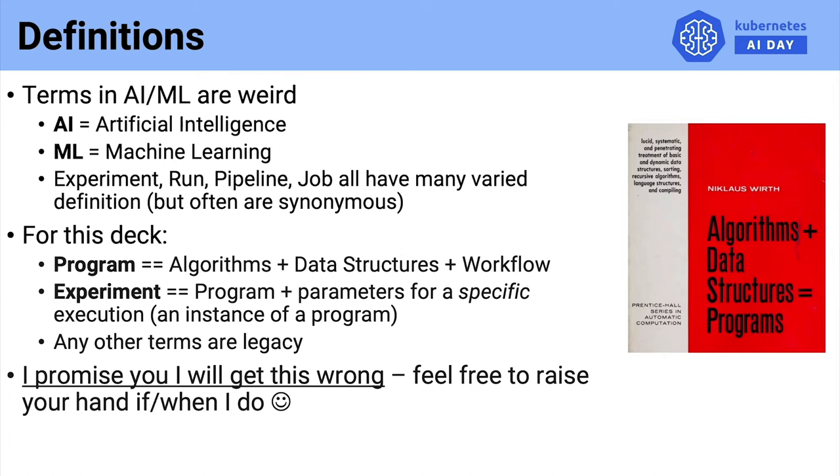So when I first got started in looking at this problem, I realized one of the biggest problems we have is around vocabulary. What you see here is some basics that I just want to cover for this talk. When I refer to a program, that refers to everything, the data plus the algorithms plus the workflow, and when I refer to an experiment, that's a specific instantiation of a given program. Now, I'm going to get this wrong, of course, but I hope that you can bear with me and keep me honest when I make a mistake.